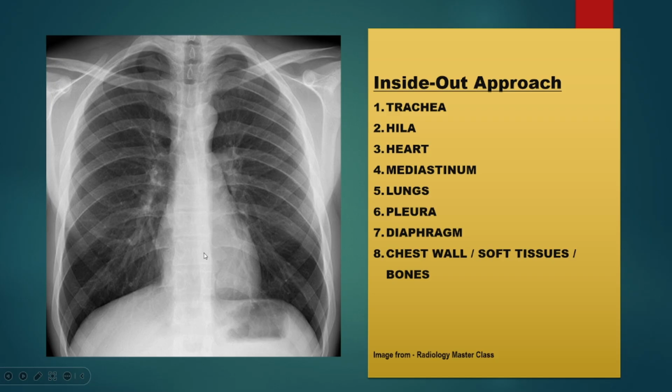Let's go to the detailed assessment of the chest X-ray. There are various approaches. I will use the inside out approach, inside to out. So we will look for trachea, then the hilar structures, the heart and the rest of the mediastinum, then the lungs, then the pleura, diaphragm, and rest of the structures, chest wall, soft tissues and bony structures.